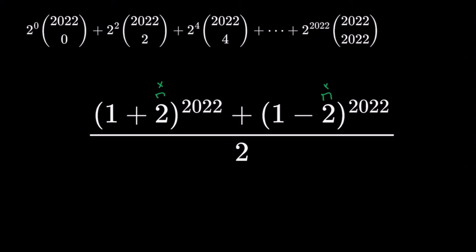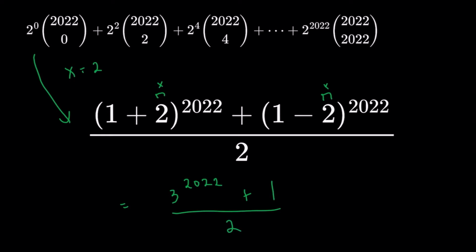These two were the x's before, but after we substitute x equals 2, we're going to get this one. So essentially, this is the same as this one. And then we simplify this one, it's going to be 3 raised to 2022 plus negative 1 raised to 2022. Well, that's just equal to 1, and then divided by 2. So this is the base 10 representation of this number.